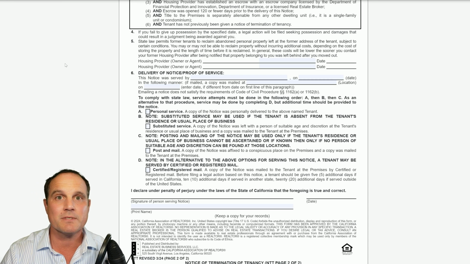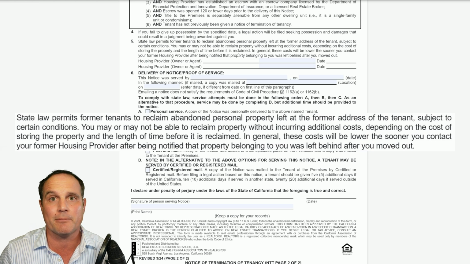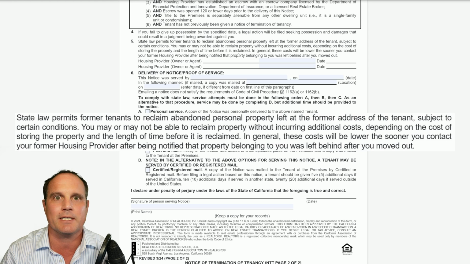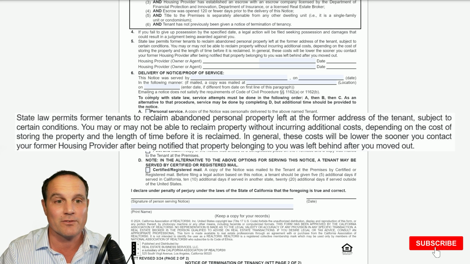One of the biggest mistakes that we find when people create their own notice to terminate tenancy is they don't include this language right here related to state law permitting former tenants to reclaim abandoned property. It doesn't even seem like it fits on there. Seems silly. Why is this on there? Well, it's required by code. That must be on the notice in order for it to be valid. If a landlord delivers a notice to terminate tenancy and this language is not on it, it is an invalid notice. And if the landlord moves forward with an unlawful detainer, they're going to lose when they get in front of the judge. So it's required that that's on the notice.